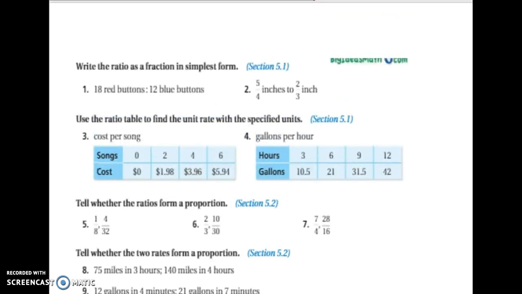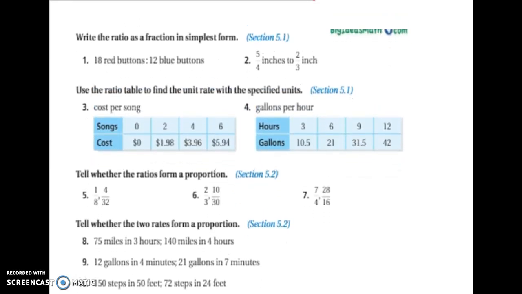Here's our review for our test tomorrow. So if you just want to take a look at it, make sure that your answers match up to mine, and you guys should be good to go. So let's see here. Our first question.